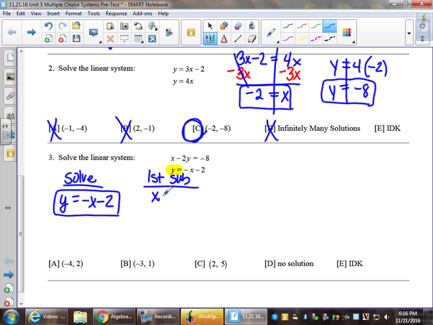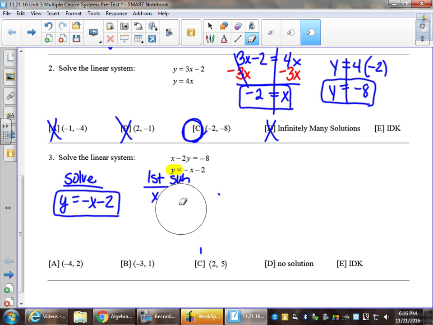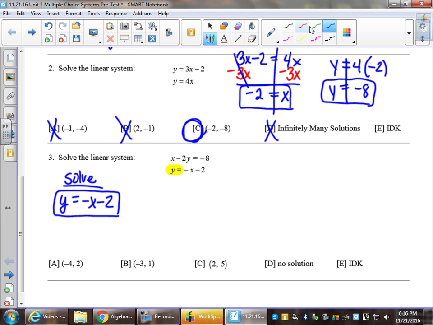So we've got x minus 2y equals negative 8. And now we need to ask ourselves, do we have something to, I'm going to move this over. Do we have something to sub in for x or for y? Just for space sake, I'm going to put this up here.